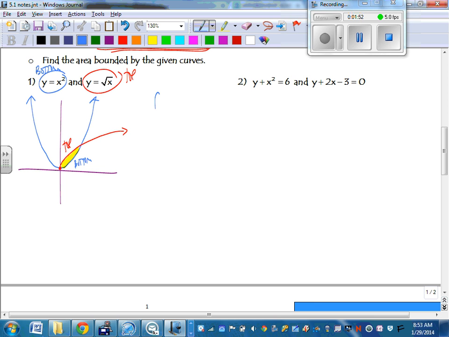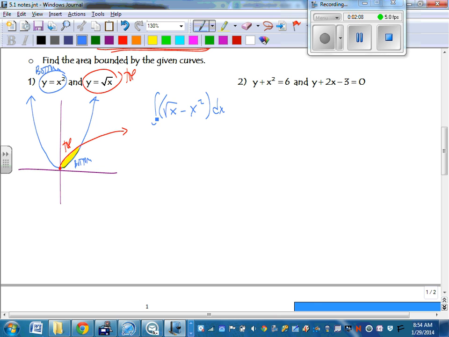So when we set up our definite integral, we're going to have the top function, square root of x, minus the bottom function, which is x squared. So setting up the inside of the integral, not too tough. You just look at which one's the top function, which one's the bottom one, and subtract them.